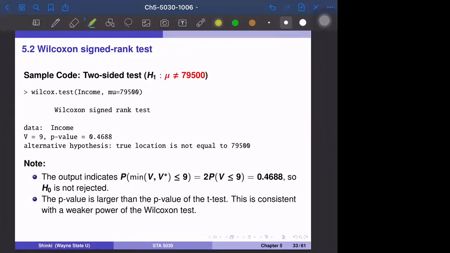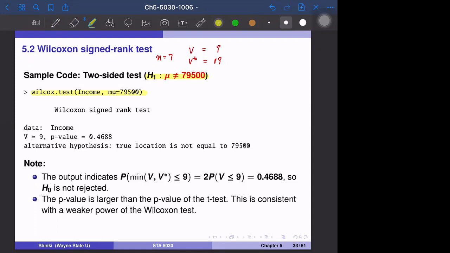Remember that we have the summation of positive ranks and the summation of negative ranks. The summation of positive ranks is denoted as V, and V asterisk is 19. Remember that we have 7 observations, so the summation of V and V asterisk is always 28. If V is too small or too large, we may reject the null hypothesis that mu is equal to 79,500. That test can be done by this wilcox.test function.